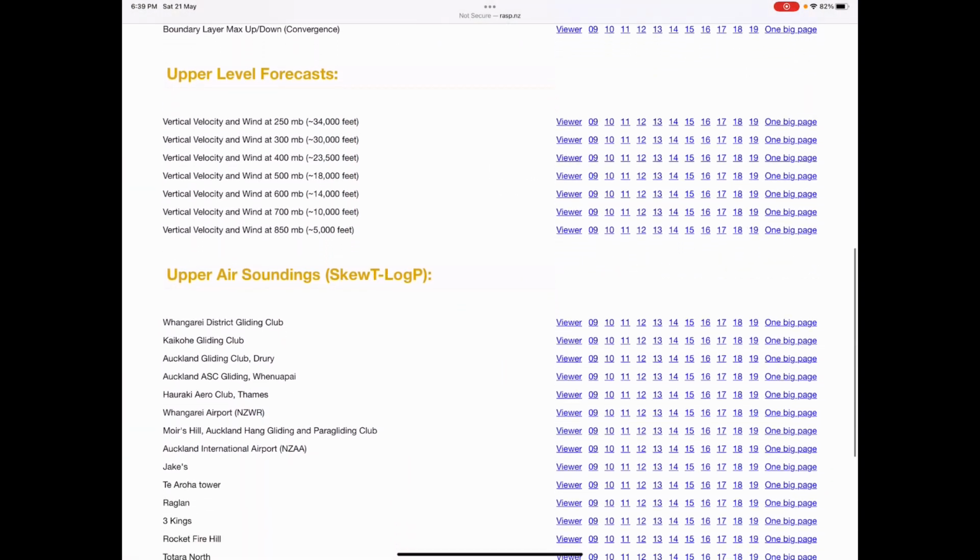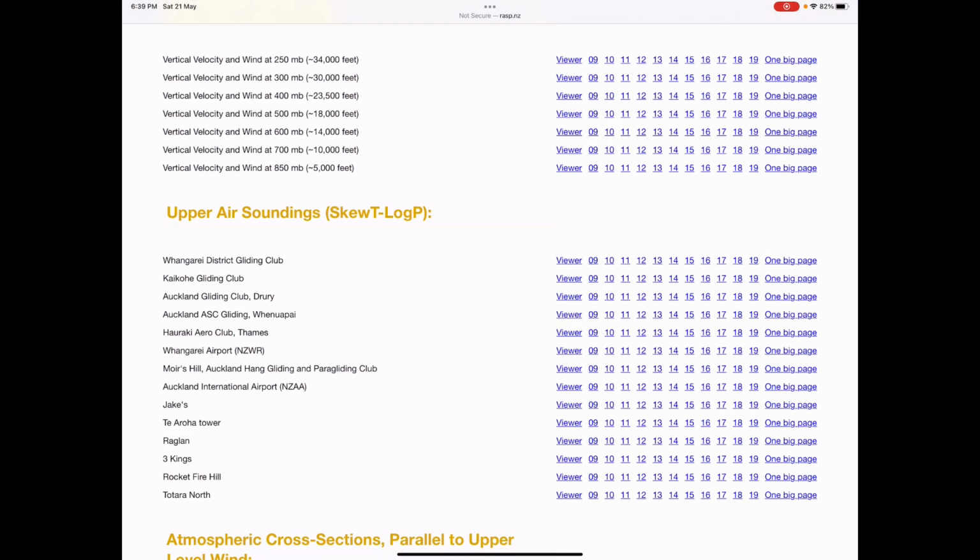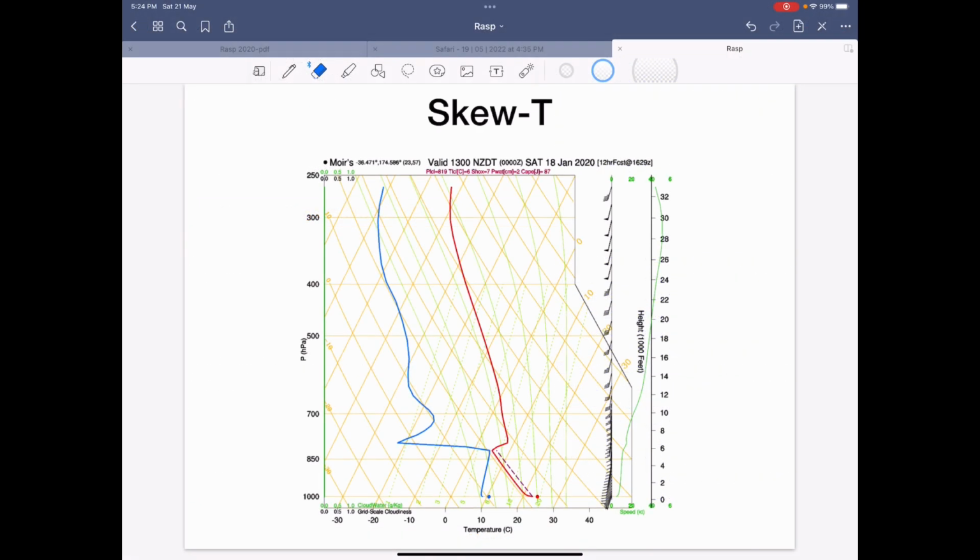Now we're going to look at the Skew-T for Moyers Hill Hang Gliding and Paragliding Club. Okay, so this is the Skew-T graph. On the right hand side we have altitude from 0 to 32,000 feet, and across the bottom we have temperature from minus 30 degrees up to positive 40 degrees. The only lines on this graph that change, the main part of the graph, are the red actual temperature line, the blue dew point temperature line, and the dotted black line, which is the lifting air line.